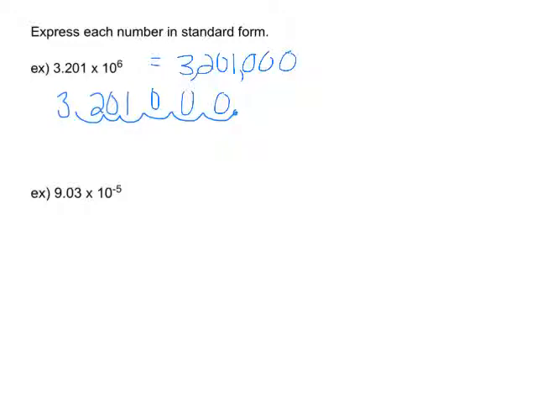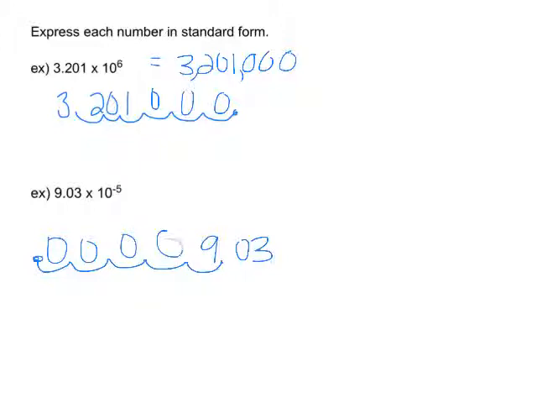For our second example, we have 9.03 times 10 to the negative 5th. Well, I'm going to do the opposite. So since it wants to be negative, I'm going to have a small number. So I'm going to take 9.03 and I'm going to move that to the left 5 places. So I have 1, 2, 3, 4, 5. And then I just fill everything in with zeros in the empty spaces. So my final answer is 0.00000903.